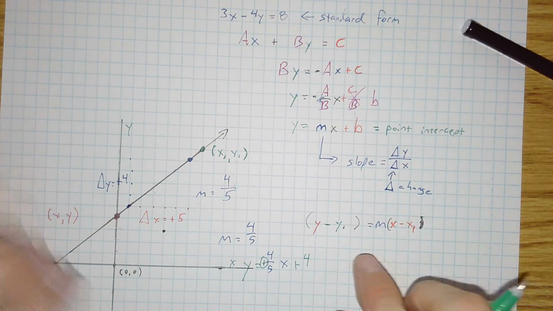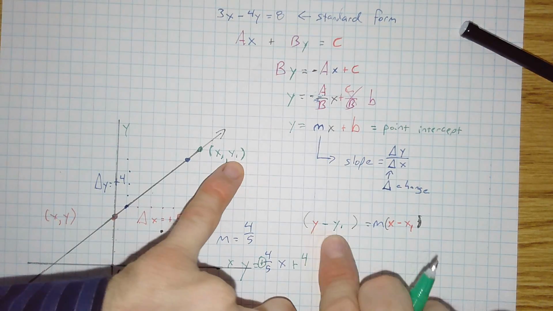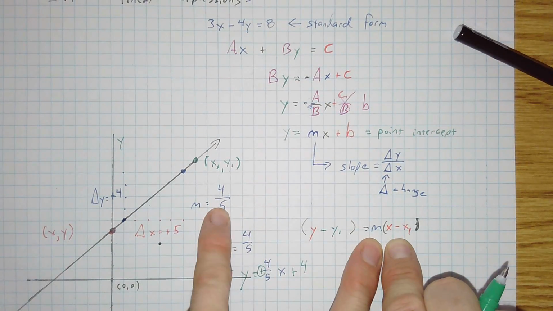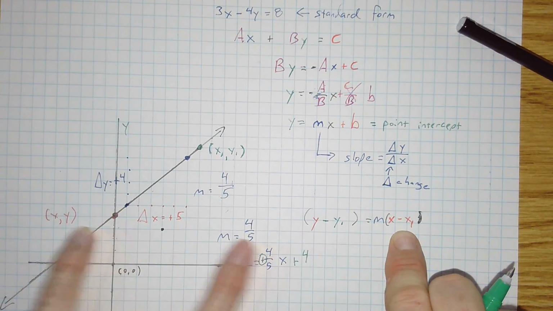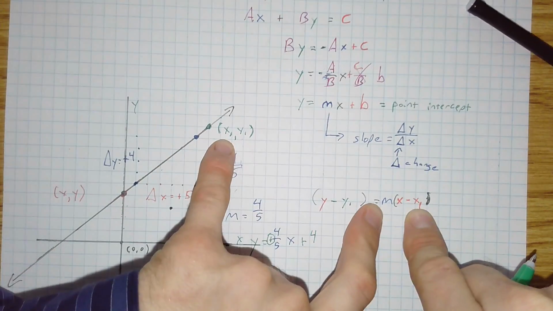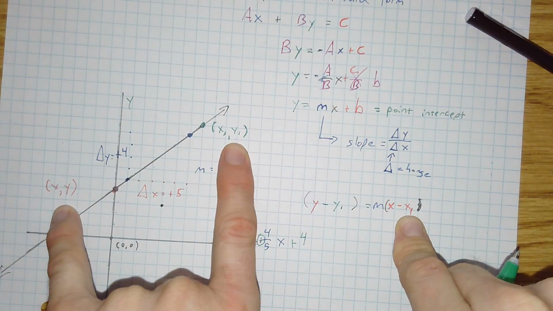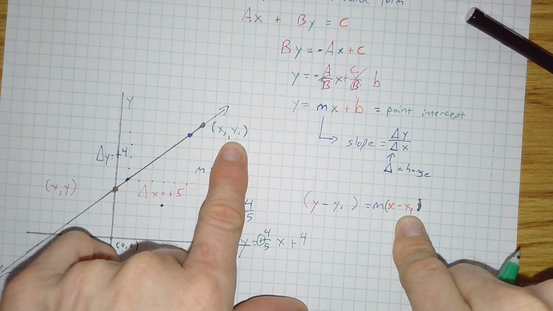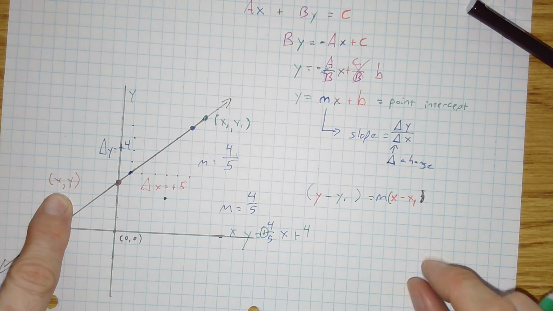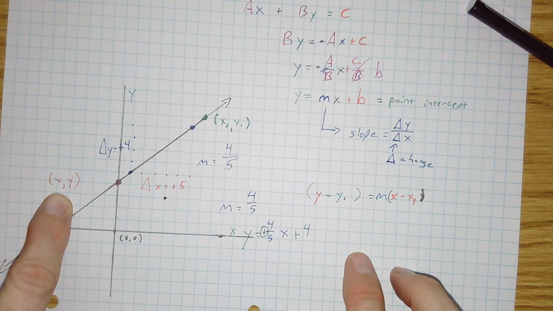Okay, so the y minus the y sub 1, so the y values of these, equals the slope, our 4/5, times the x minus the x values of these. Okay, so you're just looking at the values, and you could name this one x sub 1 and y sub 1, or you could name the other one x sub 1 and y sub 1. It doesn't matter as long as you don't mix up the x's and the y's. You could have named them anything.